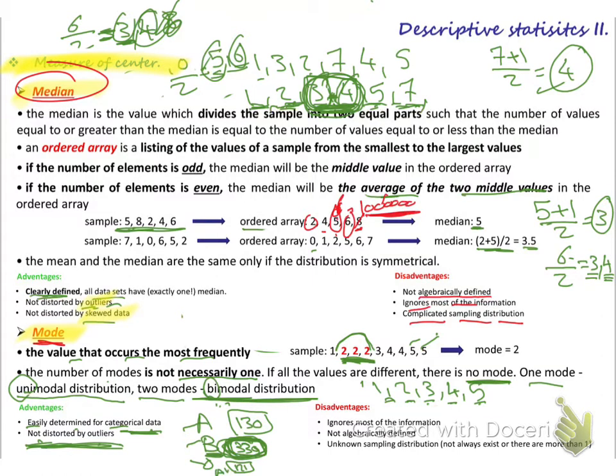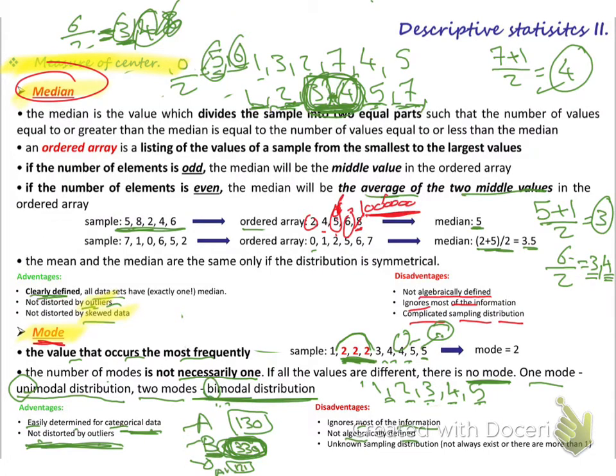The disadvantages of it, I have three disadvantages here. The first one, it ignores most of the data. Here, I don't care whether this number is 500 or 5,000, or this number is 200, 3,000, 1 million. It doesn't matter for me. So it ignores most of the information. I just get the number which occurs most frequently, the number repeated the most. That's it. So I ignore the values of the information. Also, there is no calculation done, so it is not algebraically defined.